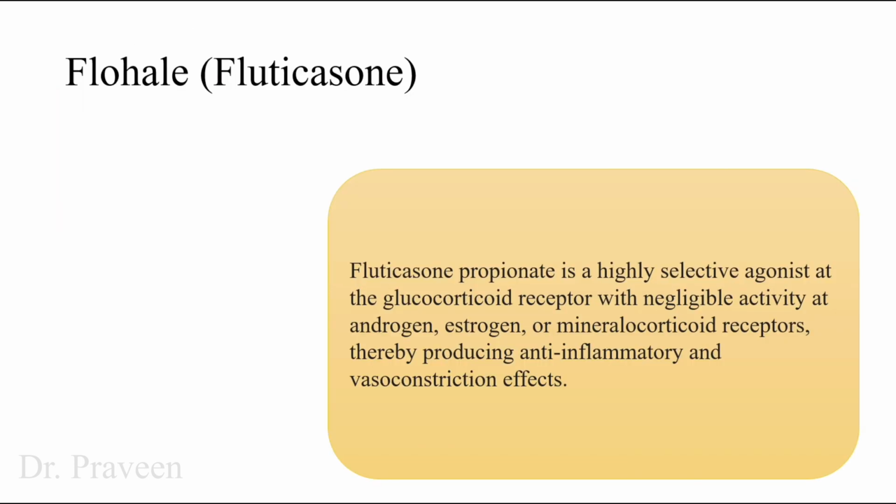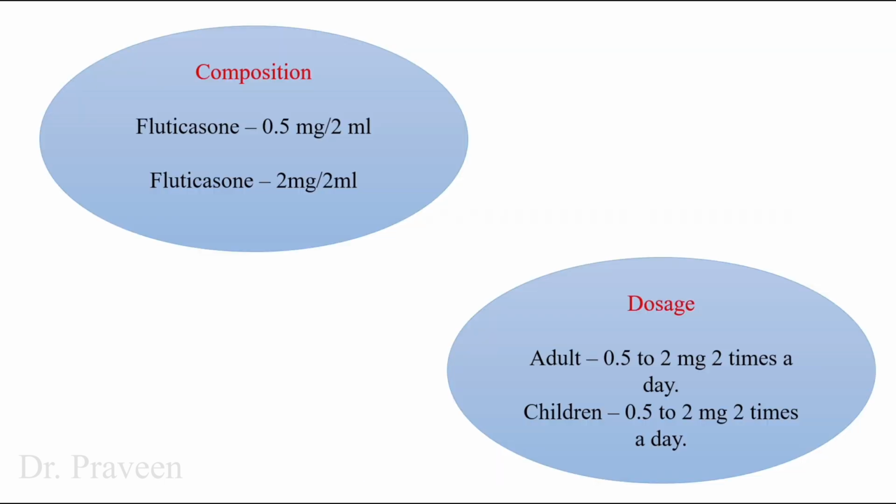Next one is Fluticasone. The brand name is Flohale. Fluticasone propionate is a highly selective agonist at the glucocorticoid receptor with negligible activity at the androgen, estrogen, and mineralocorticoid receptors, thereby producing anti-inflammatory and vasoconstriction effects. Fluticasone is a corticosteroid, like budesonide. The composition is 0.5 mg per 2 ml and 2 mg per 2 ml. Adult 0.5 to 2 mg 2 times a day, and children 0.5 to 2 mg 2 times a day.